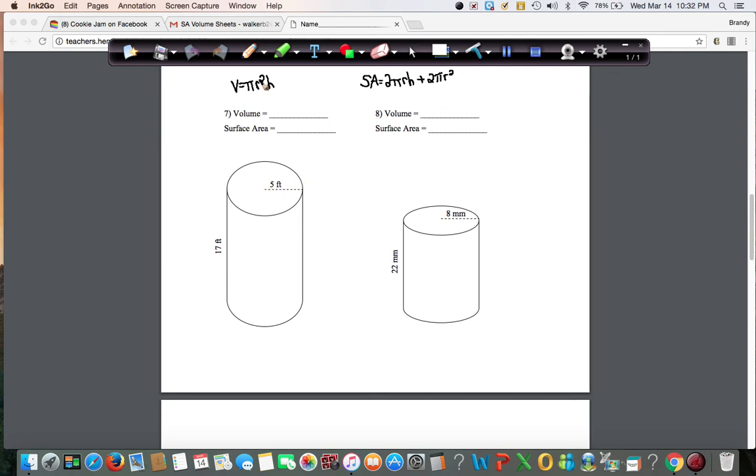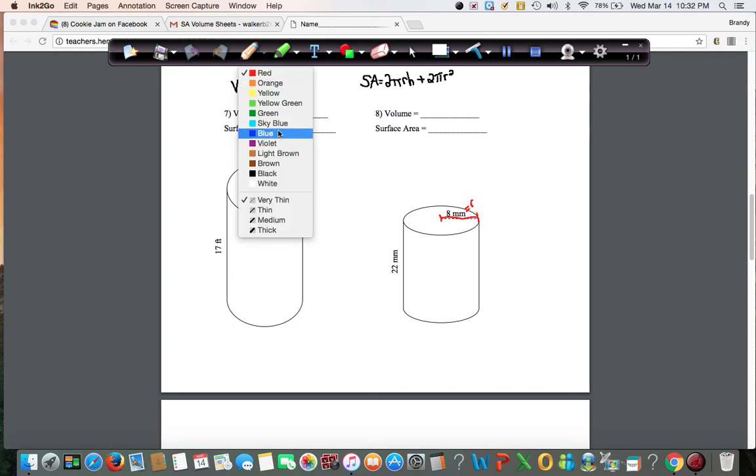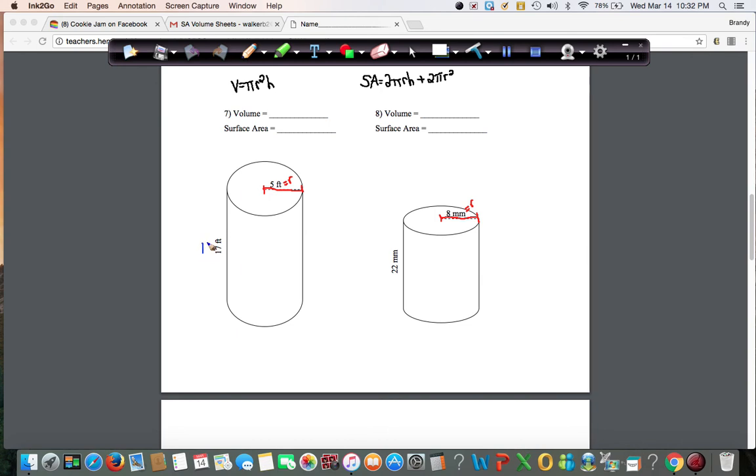So again, the nice thing is here, and I'll change colors again to show you, they stop halfway. That means the 5 feet is your radius. You do not have to cut that in half. Same thing with the 8 over here. It stops halfway. If it went all the way across, then you would have to cut it in half. But it stops, so that is our radius. And we know our height here is 17. And our height over here is 22.